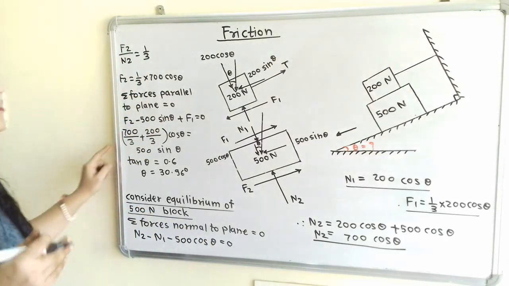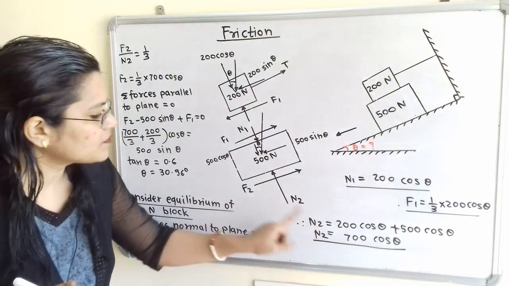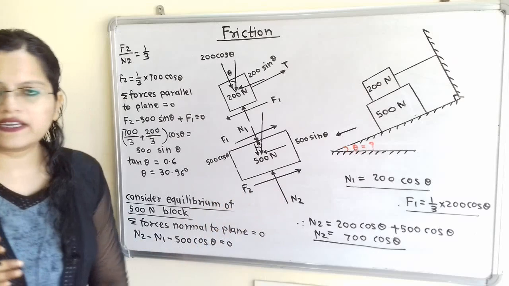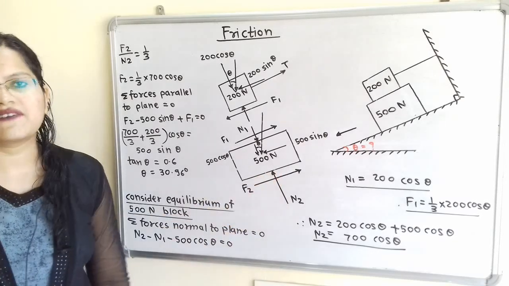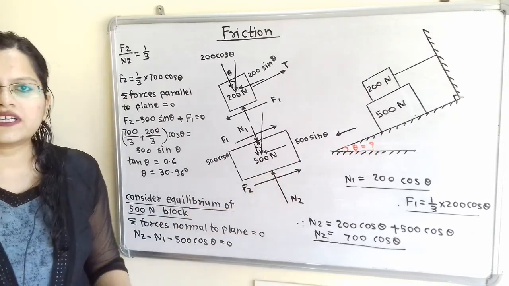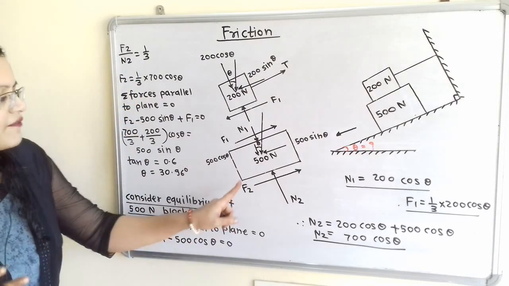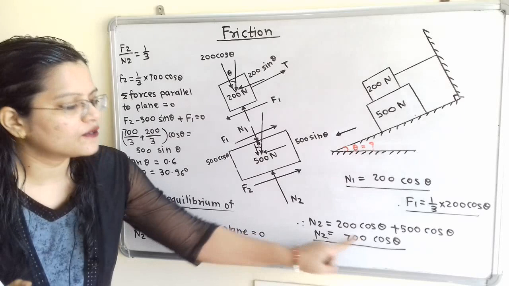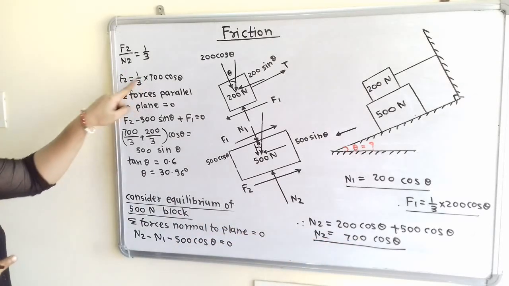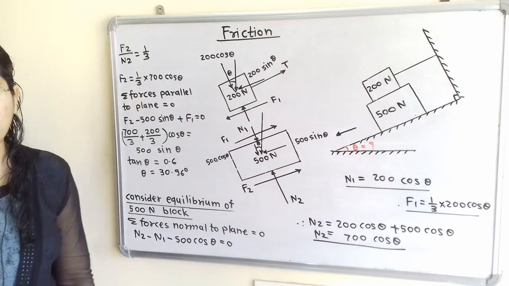Now we will move next. There is one relation between F2 and N2, because F2 is the limiting friction, and F2 by N2 is equal to the coefficient of friction 1 by 3. So F2 is equal to 1 by 3 into N2, that is 700 by 3 cos theta.